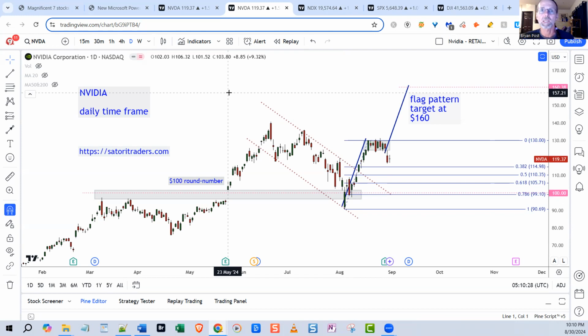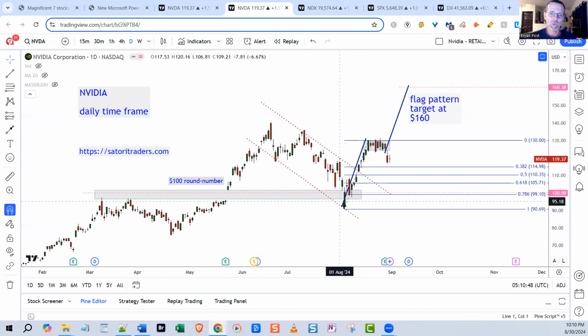You can use the Fibonacci retracement tool or the Fibonacci extension tool anywhere. Slap it on a chart. It's like, hey, there you go, there's my price targets. Well, for the best accuracy, we only want to use these tools on impulsive price action.